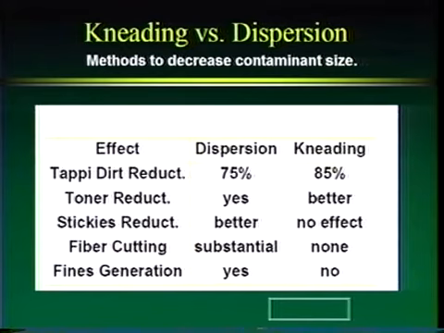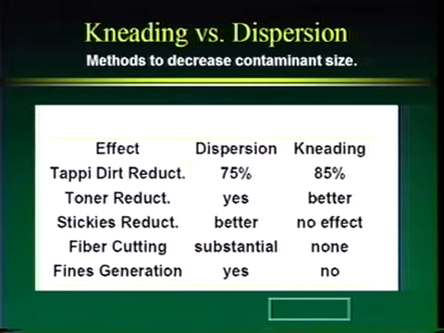If your mill doesn't have a stickies problem and you just want to remove the offensive look of the stickies, then you'd want disc dispersion. But if you want to keep your stickies large and screen them out, you'd want to use kneading.